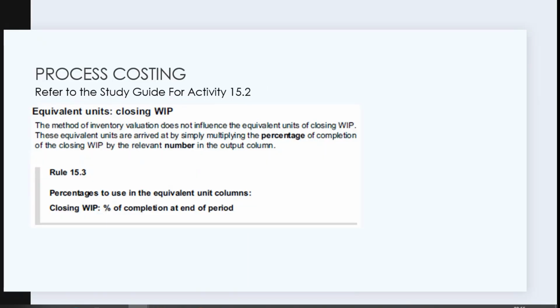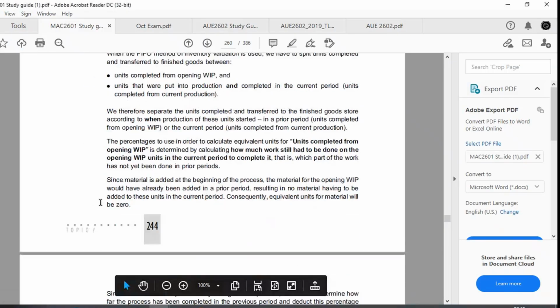Okay, so we'll go to activity 15.2. When it comes to the closing WIP, the method of inventory valuation does not influence the equivalent units of your closing WIP. It only affects your opening WIP. These equivalent units are arrived at by simply multiplying the percentage of completion of your closing WIP by the relevant number of your output. So we will also see it when we do an example. So let's go to activity 15.2.